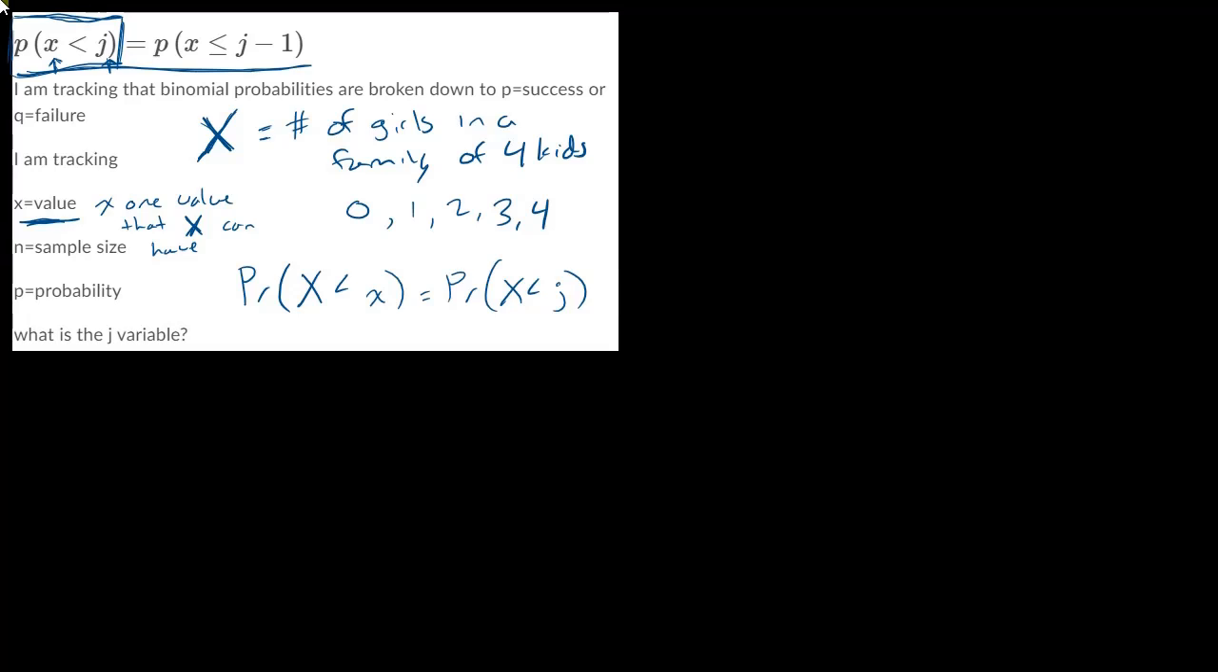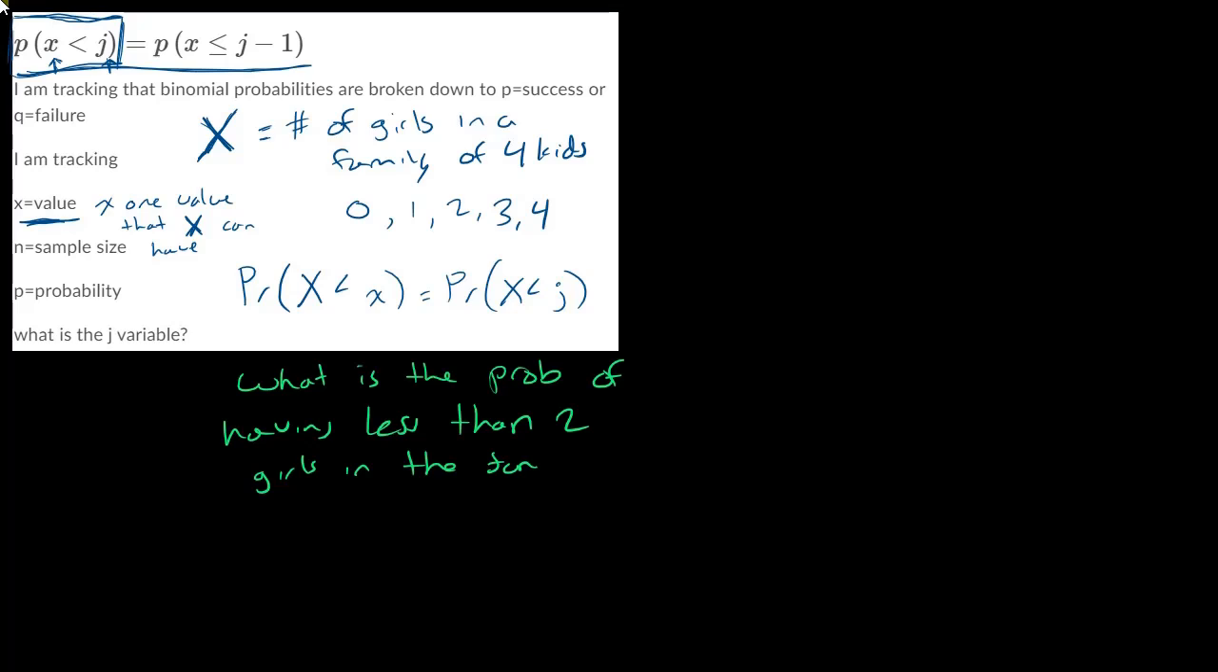So for example, suppose I want to know the probability of having less than 2 girls in a family of 4 kids. We would write this as the probability that x is less than 2. So you see, j is just one of the values that the random variable can take, with x being the number of girls in the family of 4 kids, right?